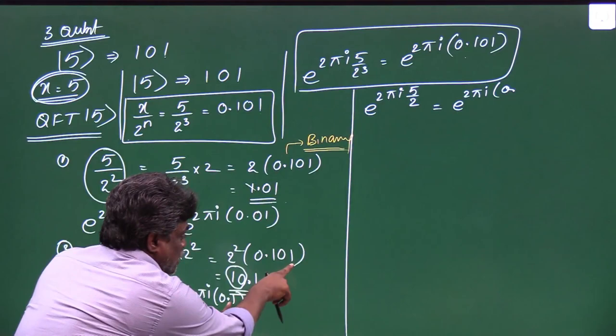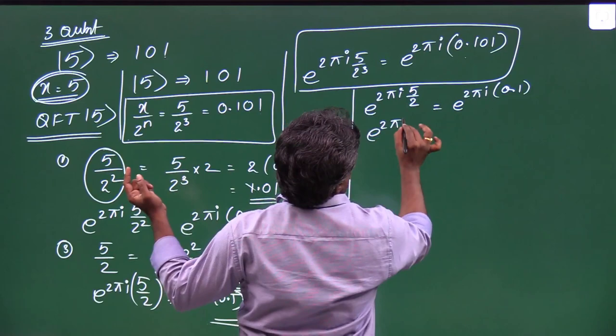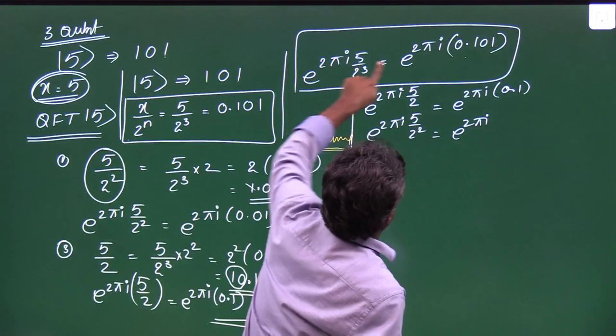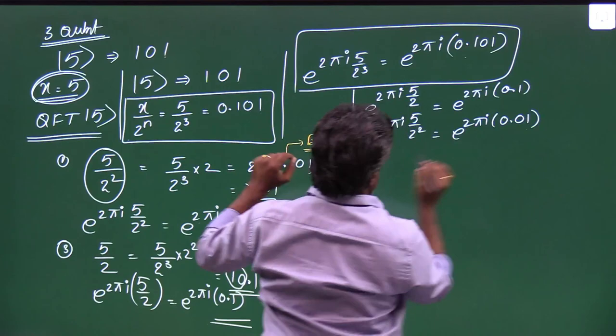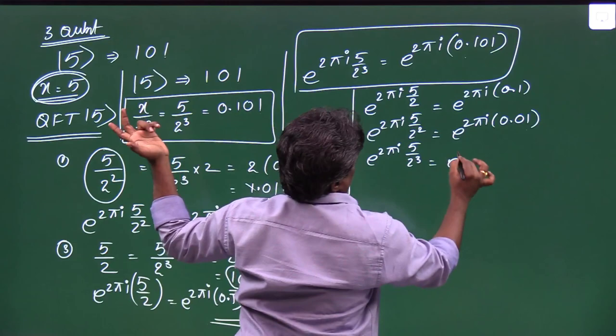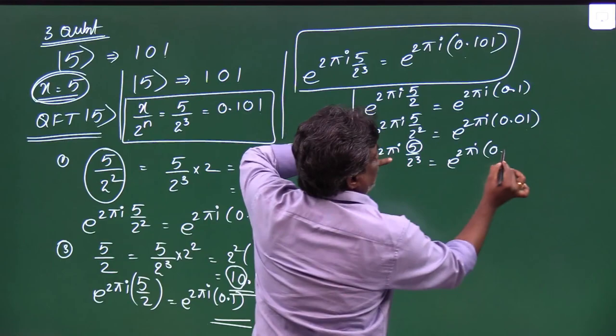0.1. Next, e raised to 2 pi i 5 by 2 square. This is e raised to 2 pi i. Sir, this is the base. From this, please tell me 2 square. It is 0.01. That's good. Next, e power 2 pi i 5 by 2 cube. This is already 2 pi i. Simply point whatever the 5 is. Write completely.